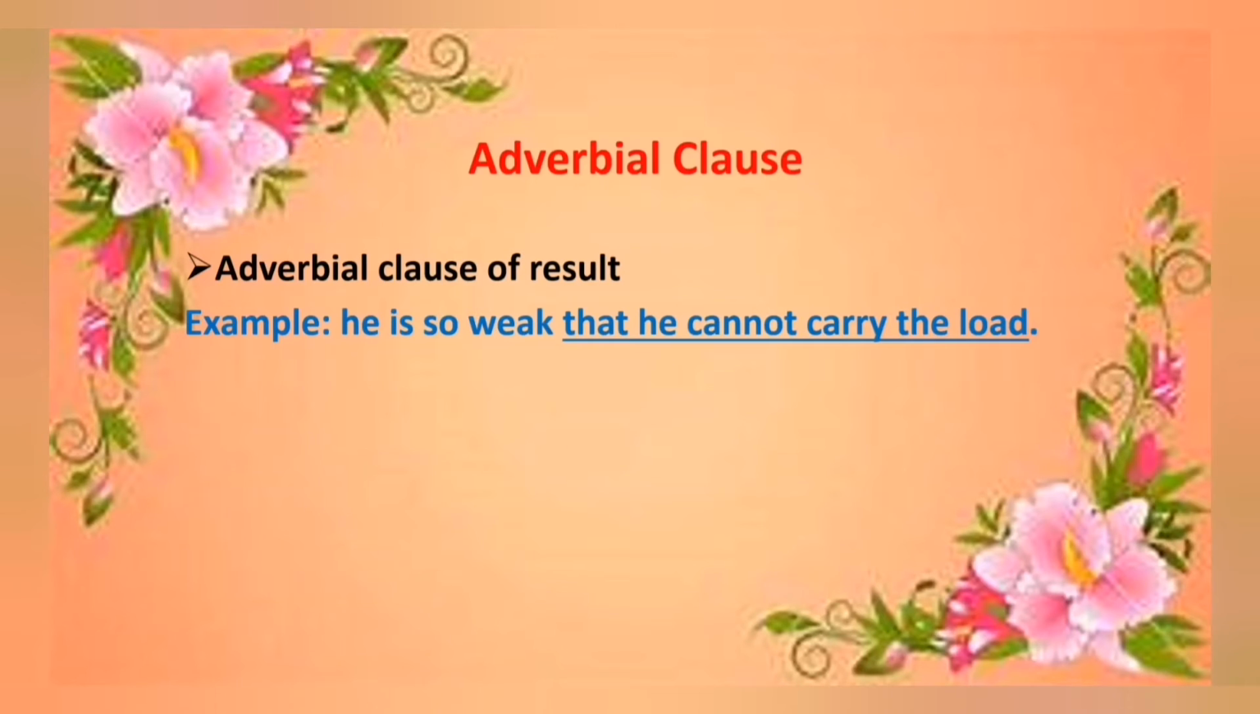Adverbial clause of result. This type of clause shows the result of the principal clause's work. He is so weak that he cannot carry the load. Here, "that he cannot carry the load" is the result of the principal clause "he is so weak."